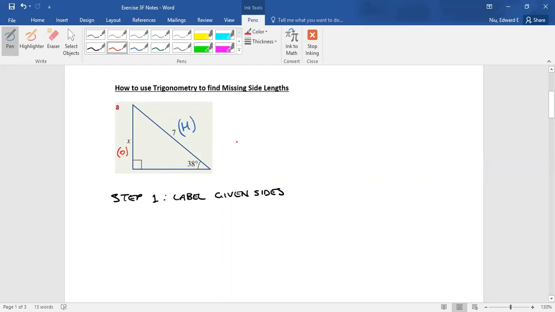So we've labeled the given sides. We've got opposite and hypotenuse. Now we can proceed to step 2. Step 2: pick SOHCAHTOA based on your labels.